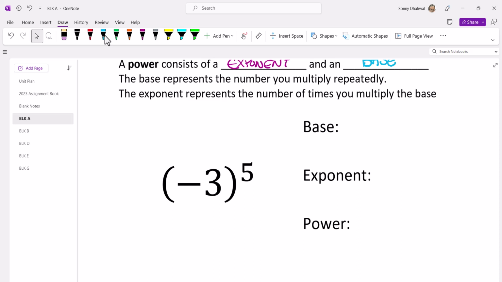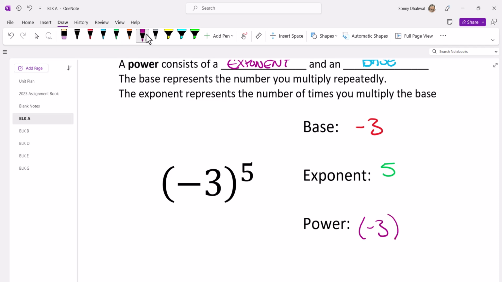Sammy says -3 is the base. You want to finish off the rest, Sammy? No? Okay. Addie? The exponent is 5. And what would the power be? The whole thing.